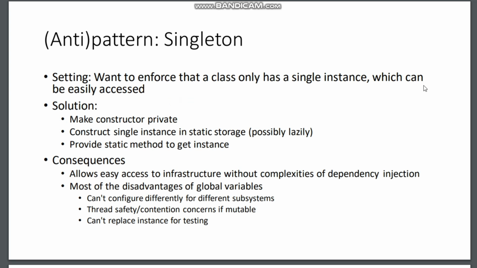Now we have the singleton pattern. The singleton pattern ensures that a class has only one instance throughout the program and provides a way to access it easily. To implement this, the constructor is made private and a static method is used to manage the single instance. This pattern is often used for managing shared resources such as configuration settings. However, it has drawbacks like difficulties in testing and potential thread safety issues, making its use controversial in some cases.